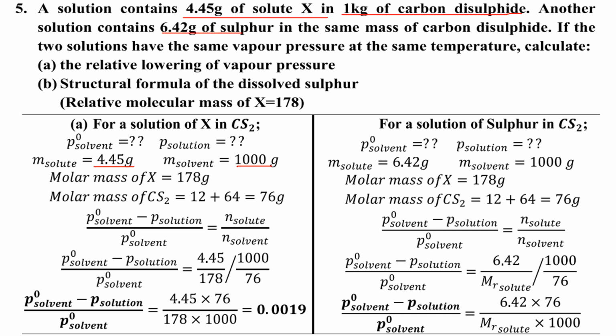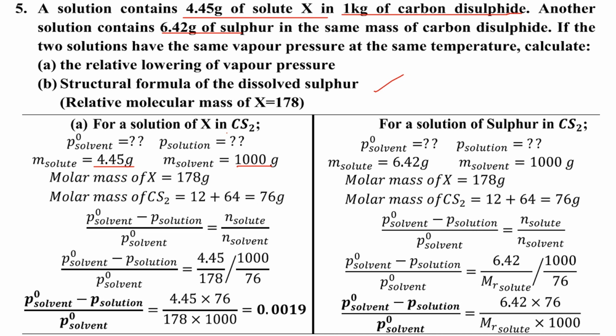Now you're also being told that another solution contains 6.42 grams of sulfur. That's for another solution, and that's for part B. You're being told that it is in the same mass of carbon disulfide. If the two solutions have the same vapor pressures at the same temperature, calculate the relative lowering of vapor pressure.